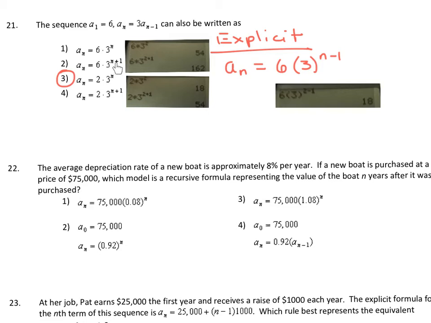And 3 squared would be 9. And 6 times 9 would be 54, not 6. If you replace these n's with a 1, 2 times 3 to the first would be 6. So a sub 1 would be equal to 6. So choice 3 would be your answer. And you didn't have to do all of this.